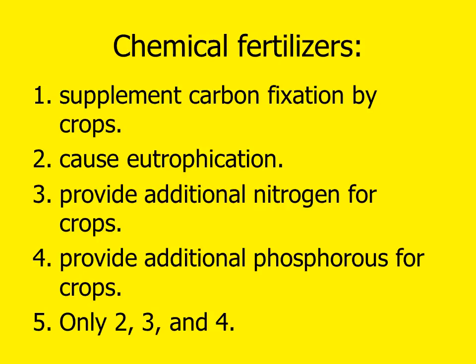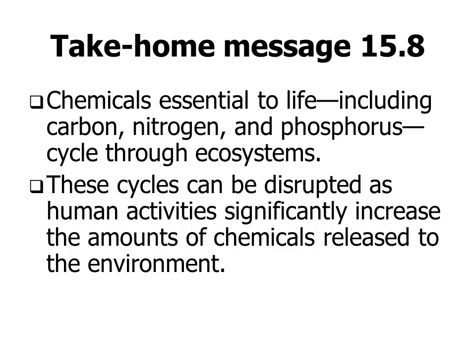So chemical fertilizers are number 5. They cause eutrophication, we just talked about. How do they cause that? Well, they provide additional nitrogen for crops and phosphorus as well. We talked about chemicals essential to life, carbon, nitrogen, also phosphorus, and how they cycle through ecosystems, and that these cycles can be disrupted as human activities increase the amount of chemicals in the environment, and we disproportionately put them in places where they normally are not, like the carbon dioxide and the nitrogen example in the lakes.